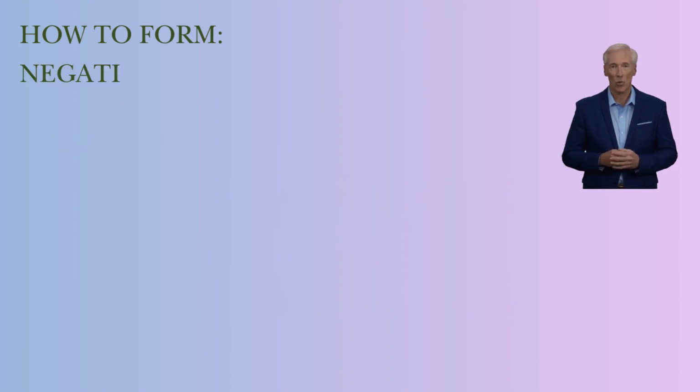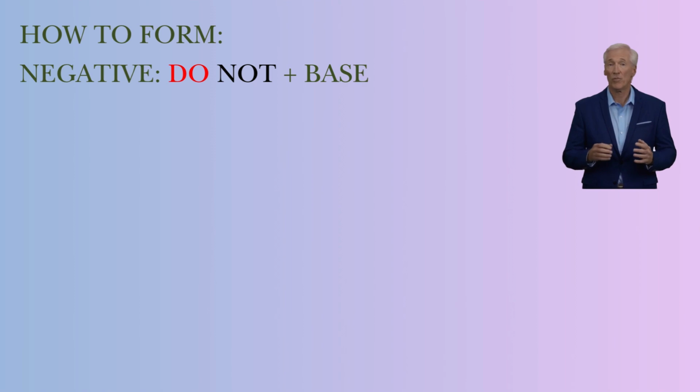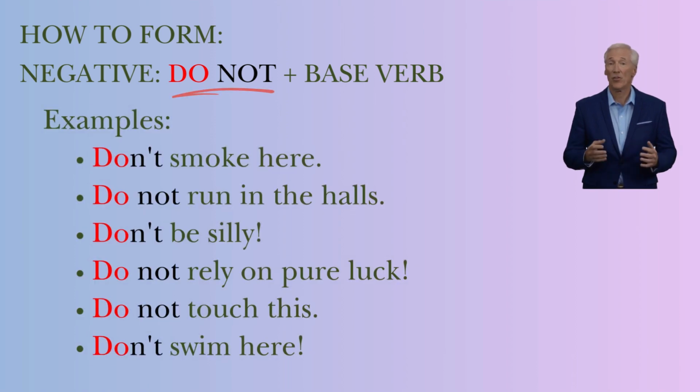Okay, so what if you want to tell someone not to do something? How do we make a negative imperative? Even easier. You just add do not, or its contraction don't before the verb. The structure is don't plus base verb. Examples: don't smoke here. Do not run in the halls. Don't be silly. Again using be. Do not rely on pure luck. Do not touch this. Don't swim here.